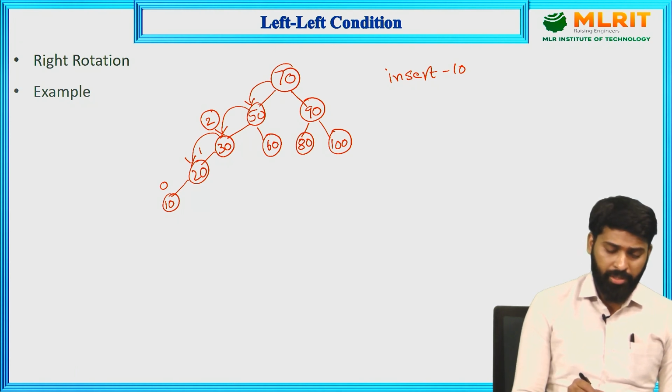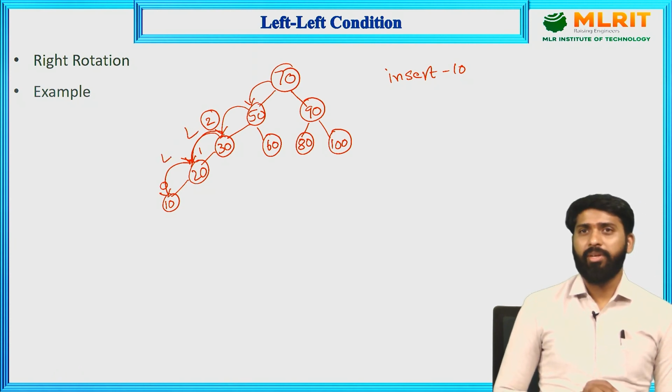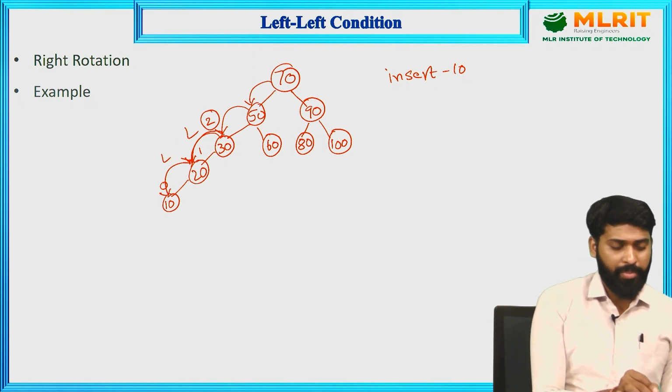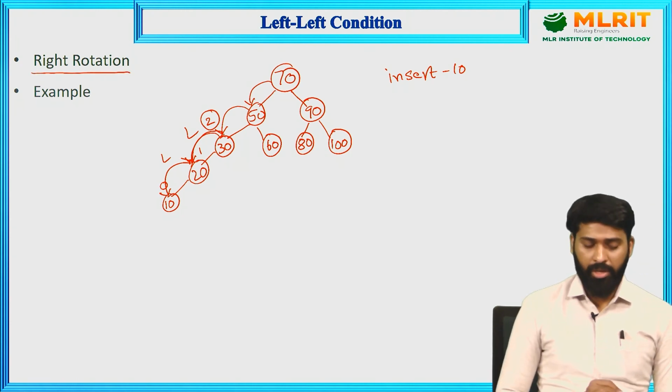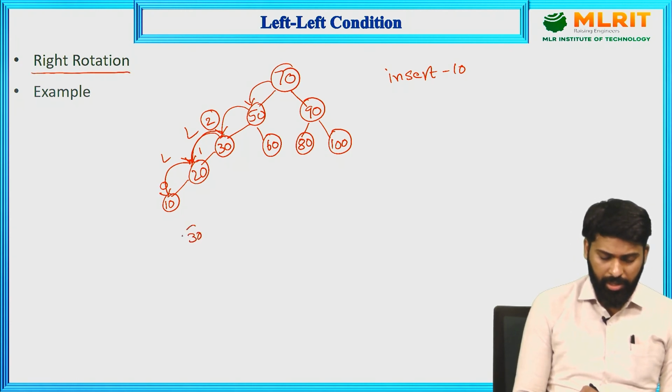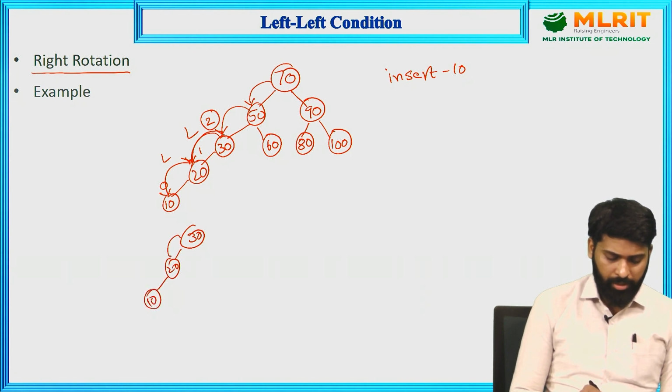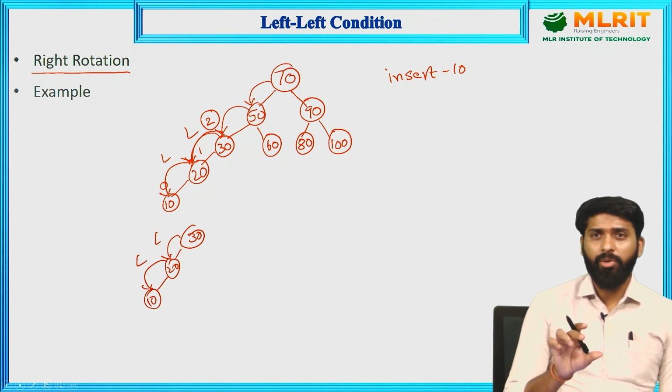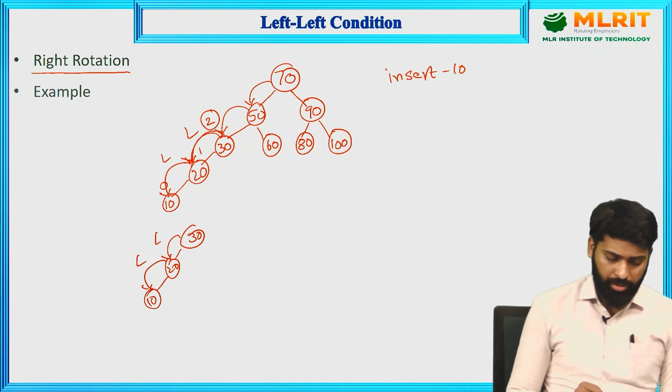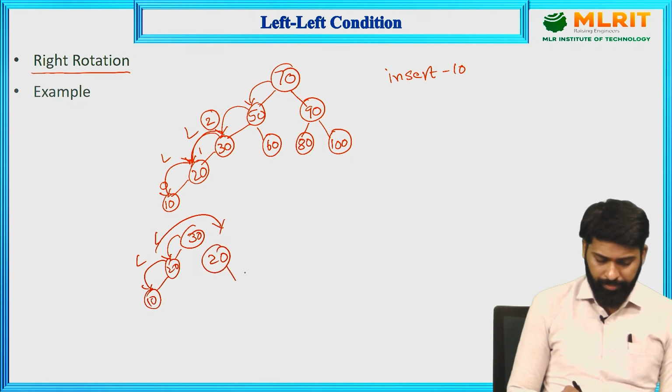If you observe, the condition is left and left, so the rotation will be right. Now consider this 30, 20, 10, left, left. Now we rotate to the right side. Now it becomes 20, 30, 10, that's it.